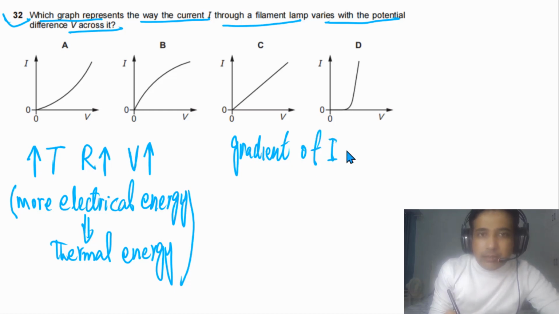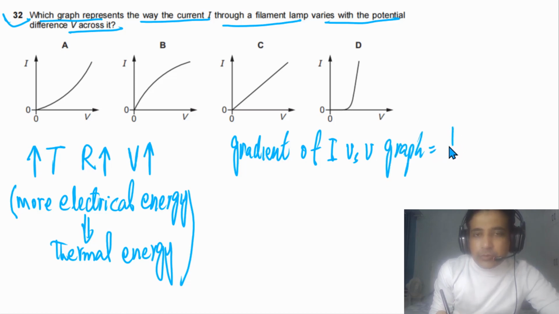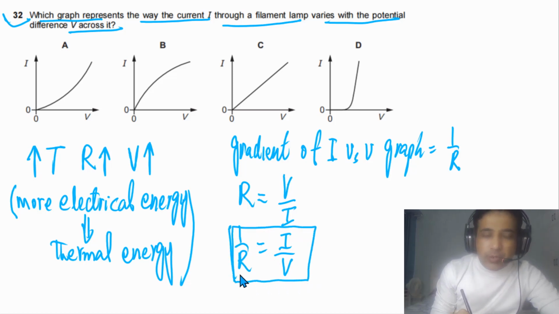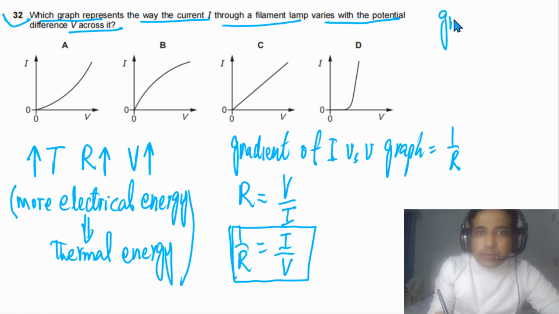Gradient of the I versus V graph is equal to 1 over R, because R is equal to V over I, and 1 over R is equal to I over V. So in this case the gradient is representing 1 over R. This is the important point you need to understand. Let me rewrite here: gradient is equal to 1 over R.